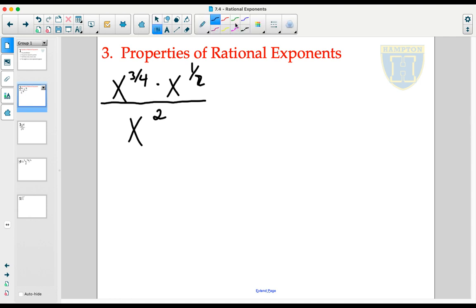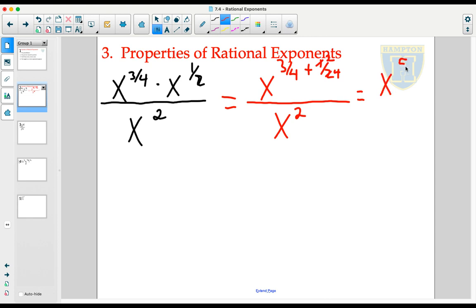We look first at the numerator, where we have two basic base x expressions being multiplied together. Recalling our rules for exponents, that means that we are going to add those two powers together, and we're not going to worry about the denominator just yet. Adding 3/4 and 1/2, we have a common denominator here of 4. So our second fraction is going to turn into 2/4, and we get x to the 5/4 power.